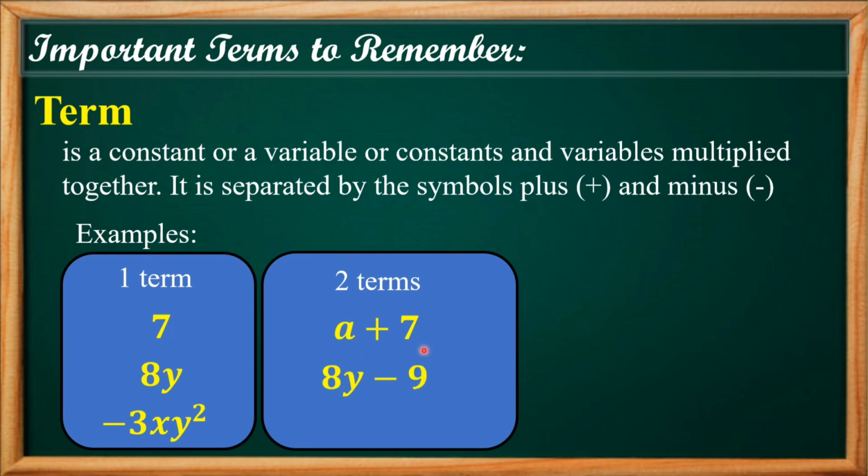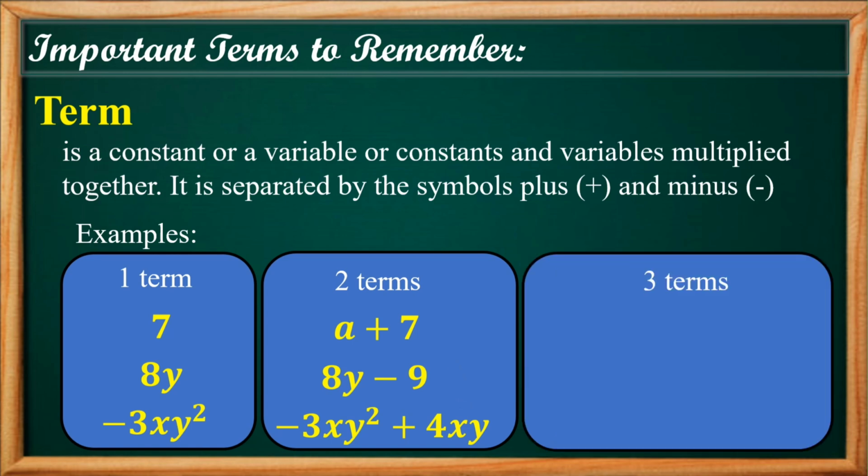Next, we have here 8y minus 9. It is also two terms. It is separated by the minus sign. Yun ang nakakapaghiwalay sa kanila. Next, we have here negative 3xy squared plus 4xy. Ano yung symbol na nagpapahiwalay sa dalawang term? Which is the plus symbol, or the addition symbol. Ito yung nagpapahiwalay sa dalawang term. Therefore, we have here two terms, which are negative 3xy squared and 4xy.